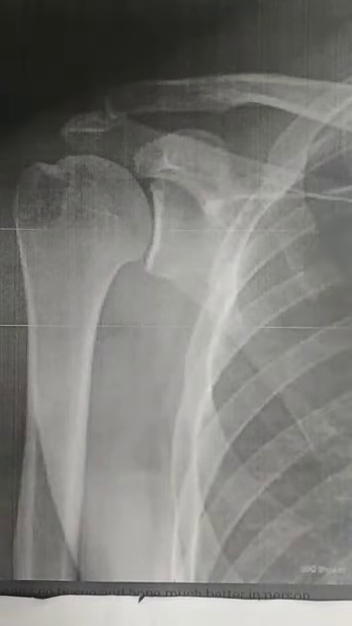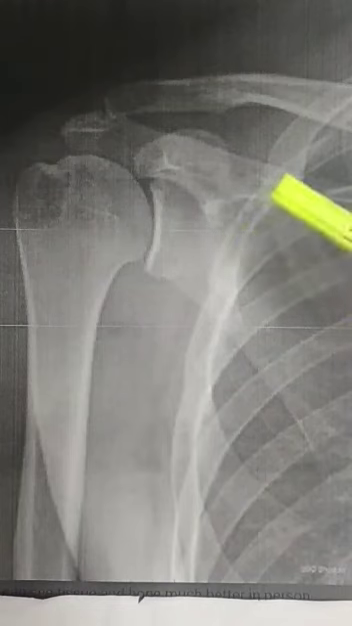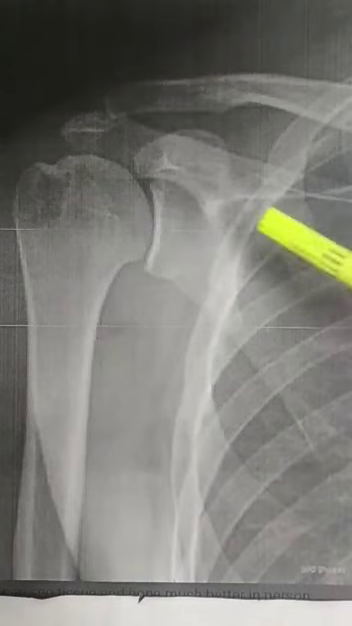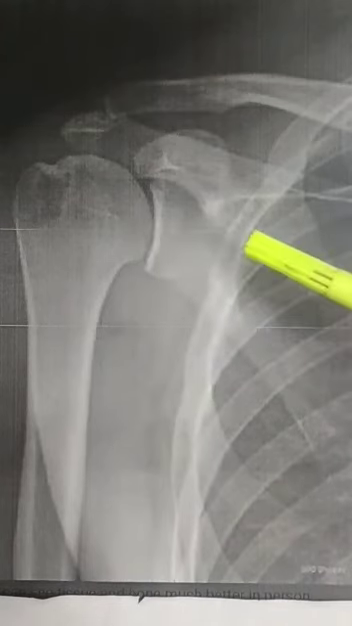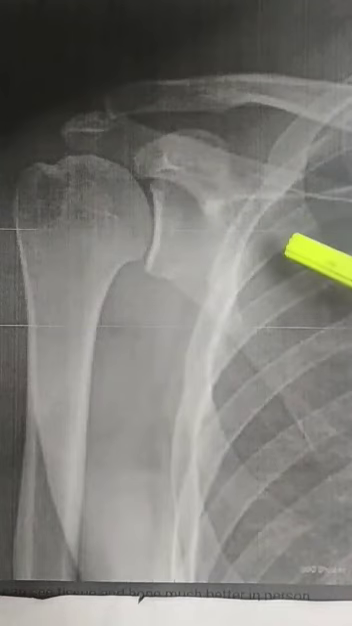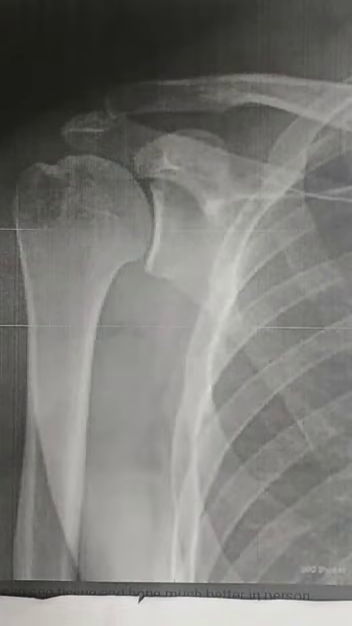Okay, so today we have a X-ray right shoulder AP view. So how to approach a shoulder X-ray? It is better to approach bone by bone with its different corresponding joints and its relation to the particular bone. So first examine the clavicle.